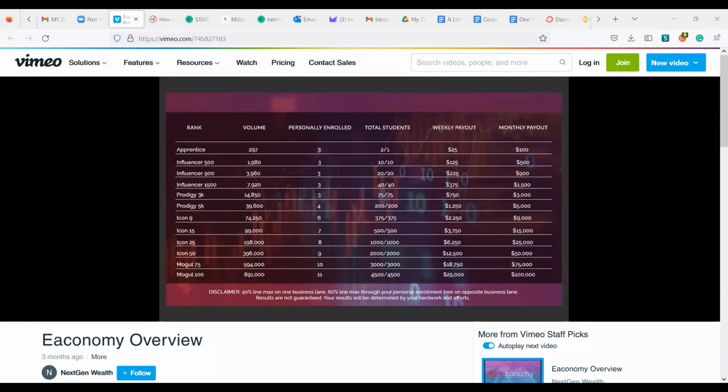Now, just to let you know, once you hit Icon 9, you get a $6,000 bonus. Once you become Icon 15, you get an additional $15,000 bonus. So for that month, you didn't make $15,000, you made $30,000. Icon 25, you get a $25,000 bonus. Icon 50, you get a 50K bonus. When you hit 75K a month, you get a 75K one-time bonus. And when you hit 100K a month, you get a 100K one-time bonus as well. Now, this compensation plan pays you all the way up to $1 million a month.